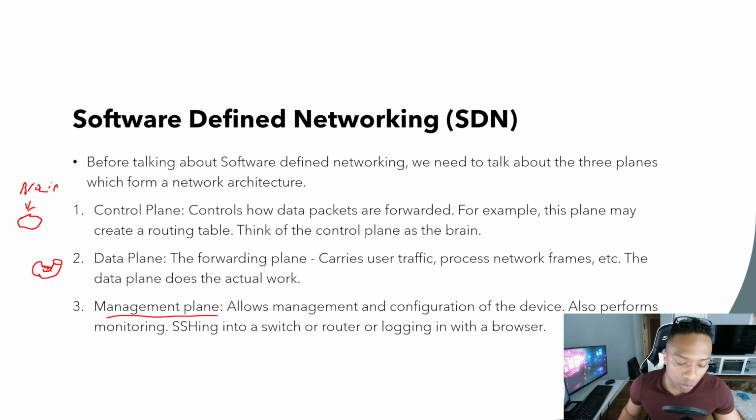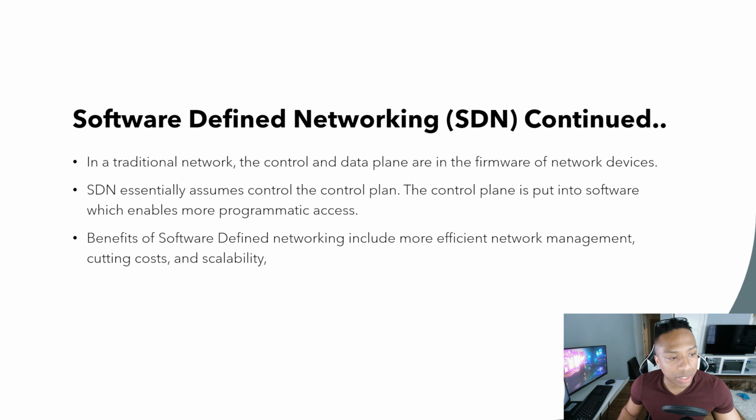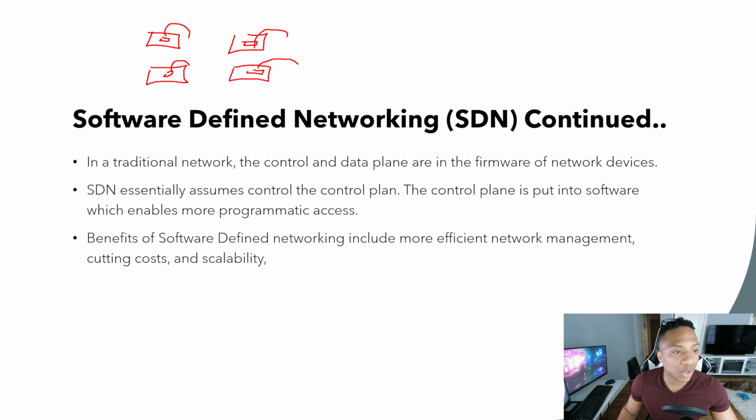So now that we got that out of the way, we can talk about what the heck software-defined networking is. In a traditional network, the control and data plane is located in the firmware of the network device. Let's just say we have these switches. I'm just gonna draw 4 switches here. Each switch, this is the firmware chip, but they all have their own control and data plane. They have their own brain. So essentially, they all make decisions individually.